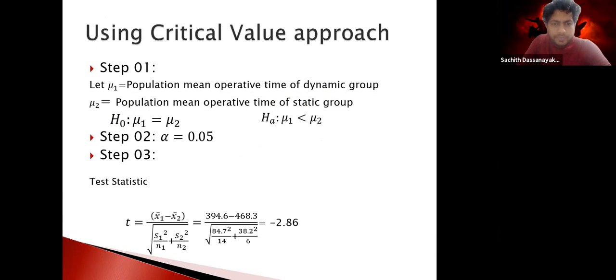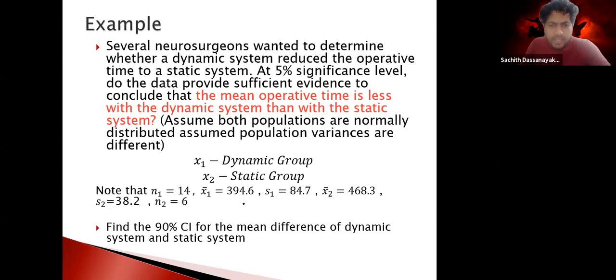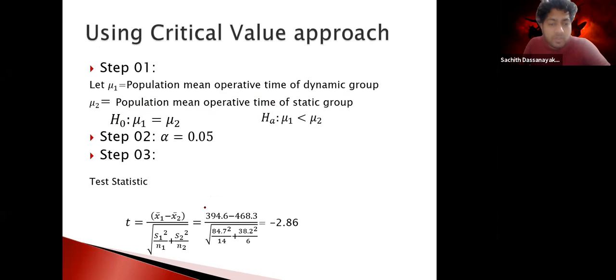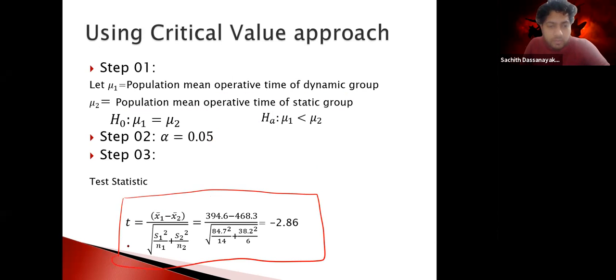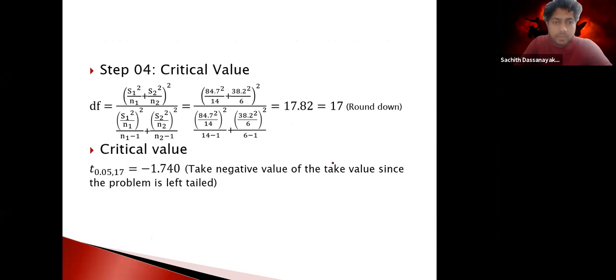Just check these. You have been given all the values: s1, x bar, s2, n2. So you have to simply plug the values into this test statistic equation and get the test statistic value. But at the same time you have to find v, the degree of freedom. They have found it here. Plug in the values. See, it is 17.82. They have rounded down the value, which is 17.